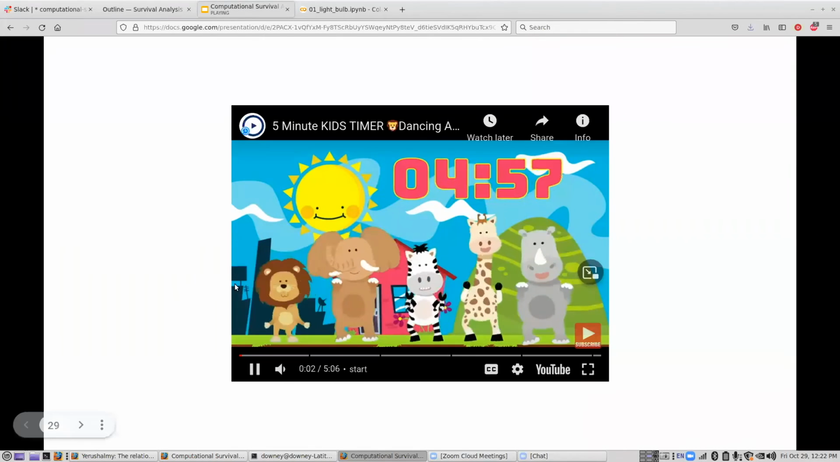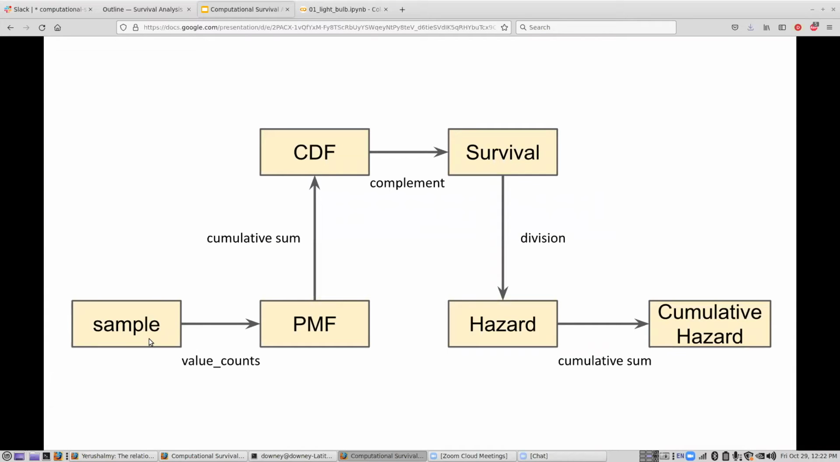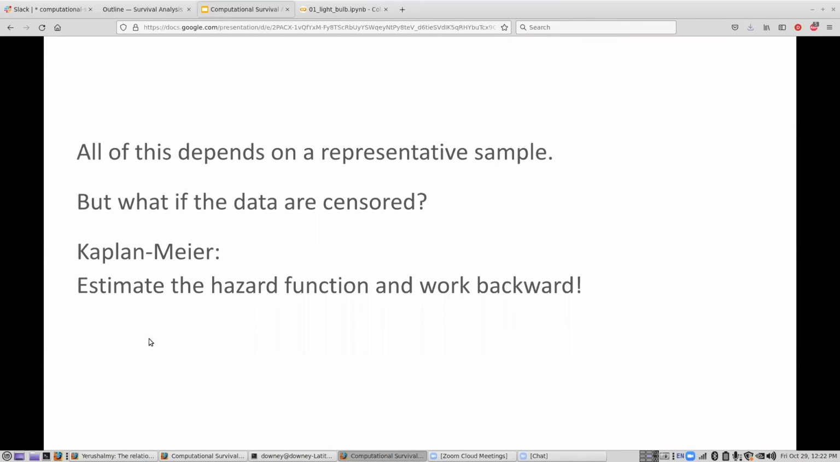Okay, I think the dancing animals are done. And let us get back to it. So just again, to summarize what we have so far, we have several ways to represent a distribution. And we know how to compute them going in the forward direction. And now here's the key to the second part: all of what we've done so far depends on having a representative sample, meaning, among other things, no censoring. If we have censored data, we're going to use Kaplan-Meier estimation. This is one of several methods, but it is one that I think is the foundation. It gives you the clearest picture of what's going on.